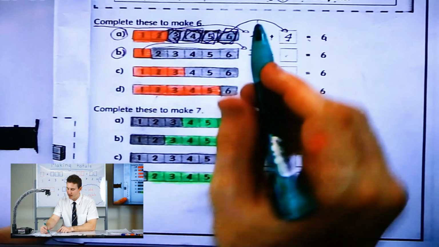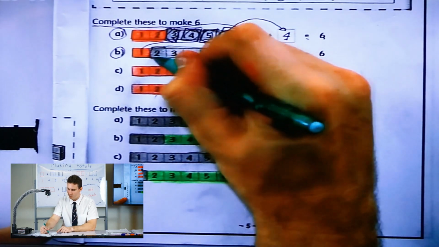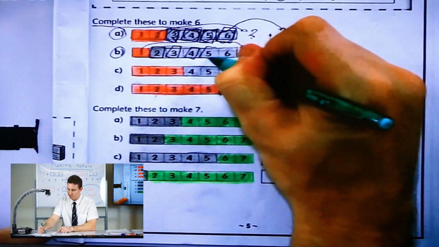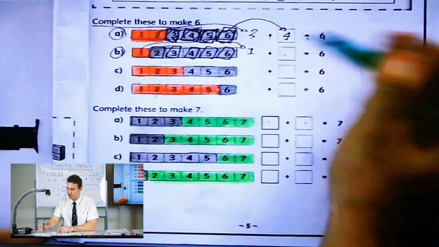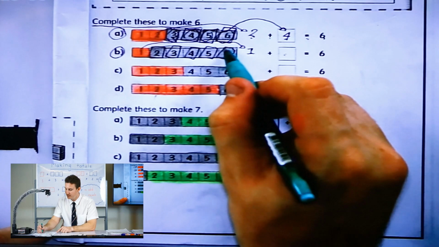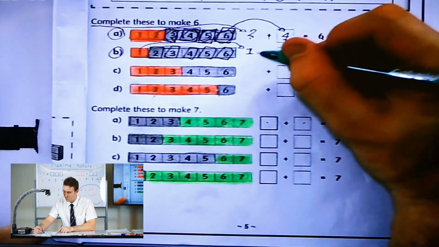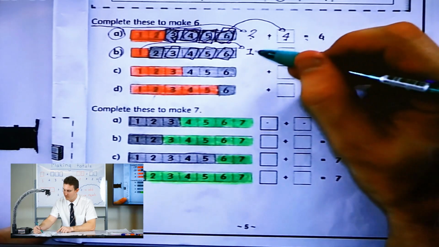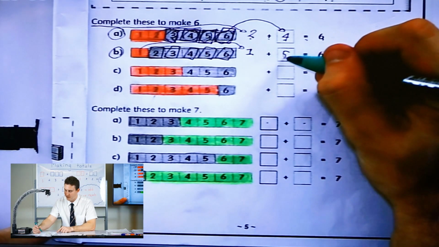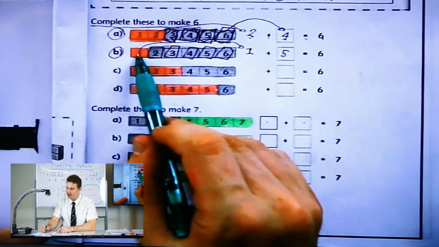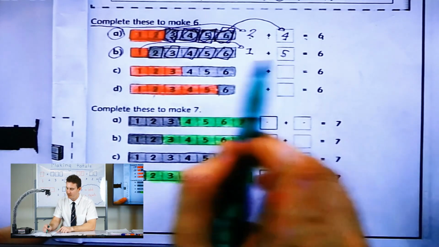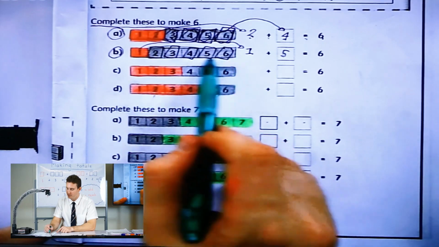How many are gray? We have 1, 2, 3, 4, 5 are gray, and we must move these numbers into the box. So 1 plus 5 equals 6. Good. So 1 red number and 5 gray numbers.